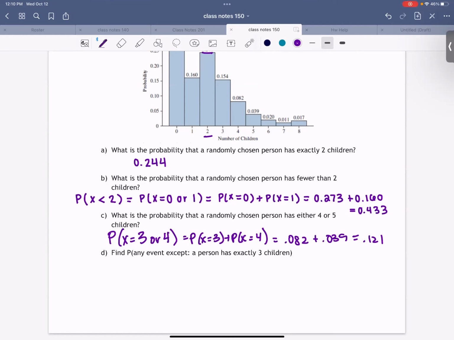Okay. All right, part C, instead of asking for fewer than 2, this one's asking us if we have either 4 or 5.